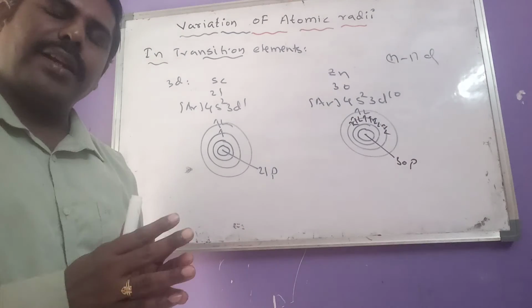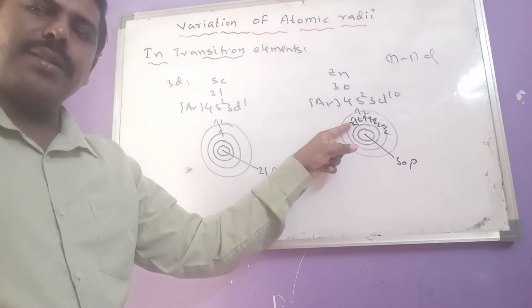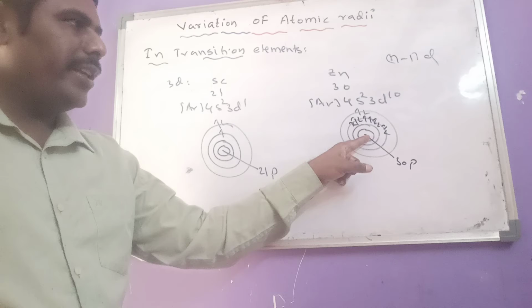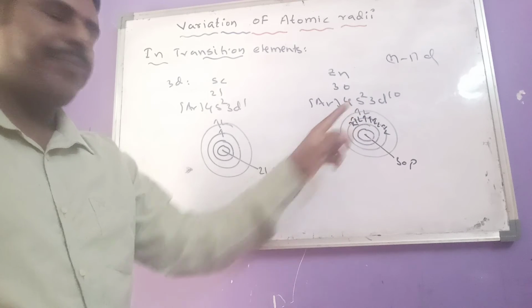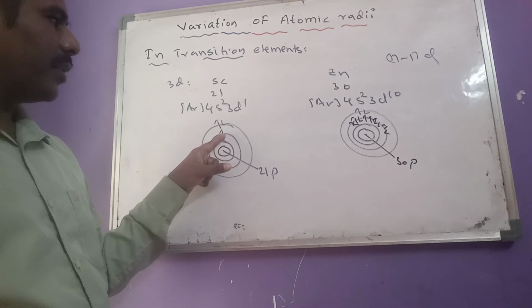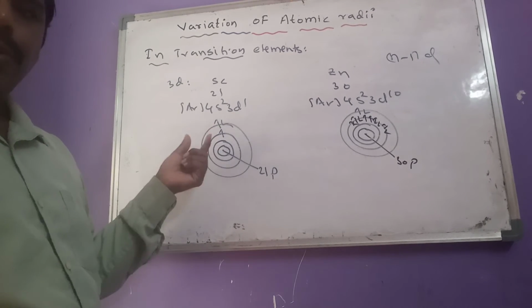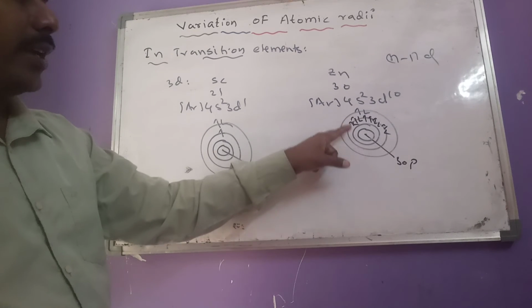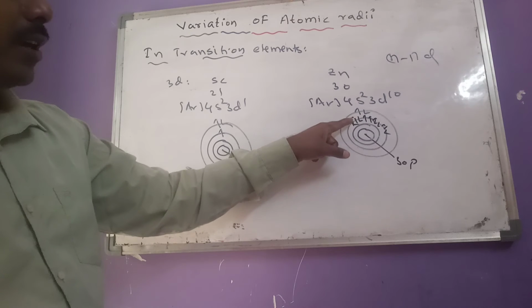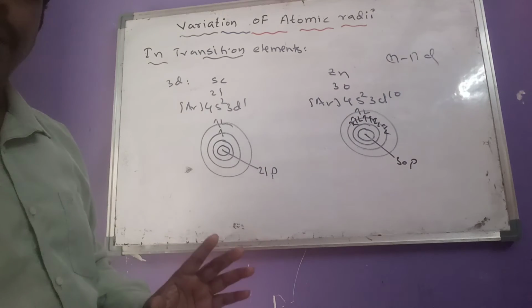So what is the screening effect here? The inner orbital electrons screen the nuclear attraction reaching the outer orbit. Here only one electron is screening the nuclear attraction to reach the outer orbit, so there is a less screening effect. But in this case, a total of 10 electrons are screening the nuclear attraction to reach the outer orbit.